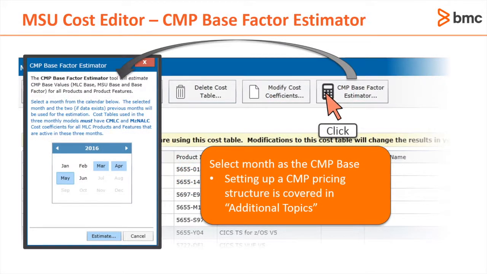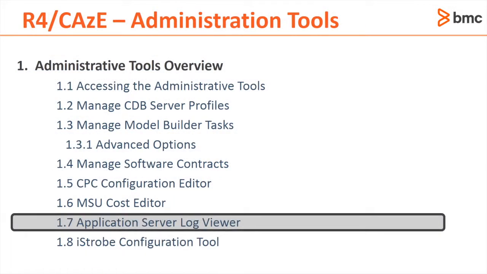Lastly, the CMP base factor estimator is used to estimate the MLC base and base factor for country multiplex pricing. This function is covered in detail in the Additional Topics Quick course. Now we'll have a look at the Application Server Log Viewer.